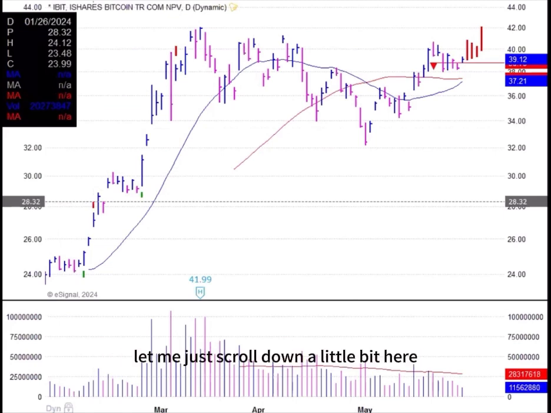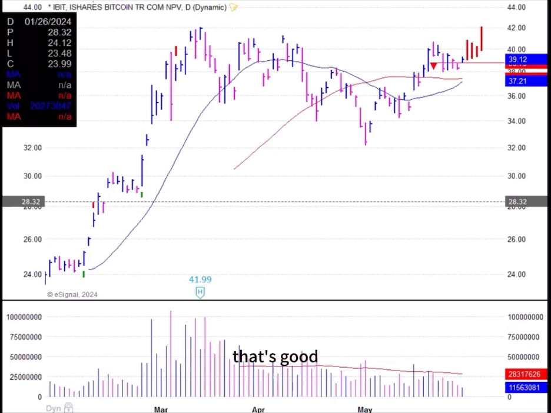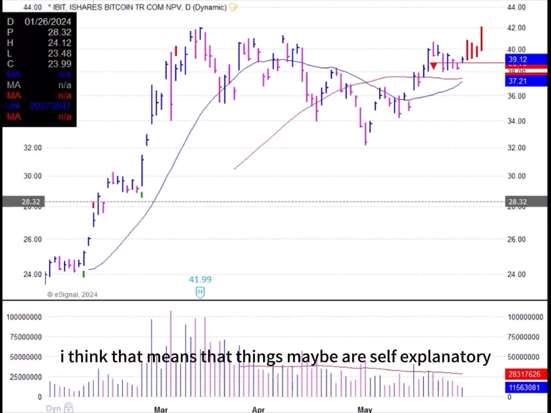Yeah, let me just scroll down a little bit here. I'm looking for questions, and actually a lot of questions are about individual stocks and trading in general, and not a whole lot about the select. So that's good. I think that means that things maybe are self-explanatory, and you guys understand. Not too much confusion here.